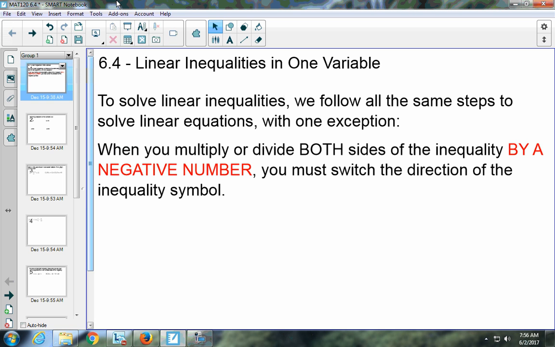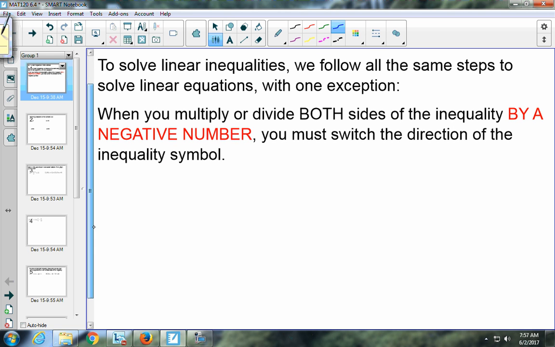This video is to introduce the topic of linear inequalities in section 6.4 of Math 120. When we're trying to solve linear inequalities, we solve by using all of the same steps we would to solve linear equations. But there's one exception: when you multiply or divide both sides of an inequality by a negative number, you have to switch the direction of the inequality symbol.